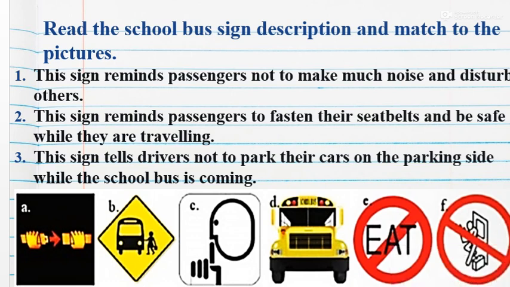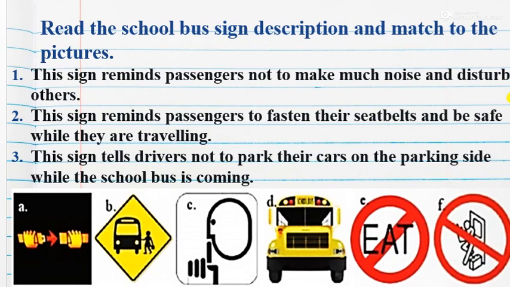Some exercises. Okay, first one. I'll read the school bus sign descriptions and you match them to the pictures. The sign reminds passengers not to make much noise and disturb others. Reminds means to make someone remember. Okay, you can see. Second one: this sign reminds passengers to fasten their seatbelts and be safe while they are traveling. Good, like A, you can see. Number three: this sign tells drivers not to park their cars on the parking side while the school bus is coming.